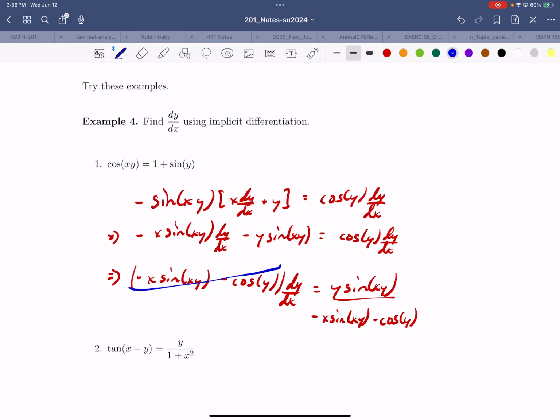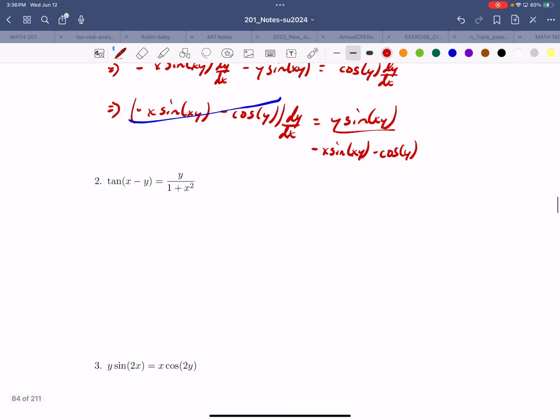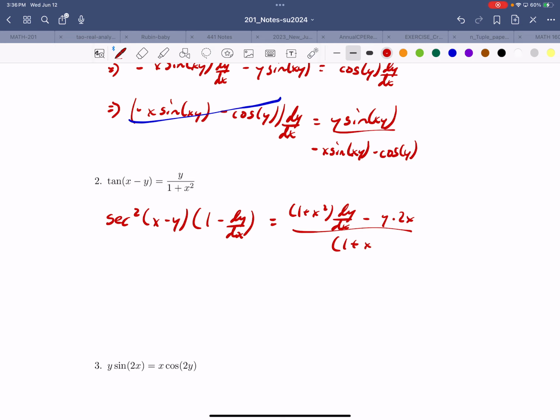So that's our answer. This one's a little bit nastier because it's got a quotient rule in it, but we can still do it, right? Left hand. And then multiply by derivative of the inside. Equals, and now we just have to do the quotient rule, right? 1 plus x squared times dy over dx minus high d low all over low squared. Yeah, kind of gross.